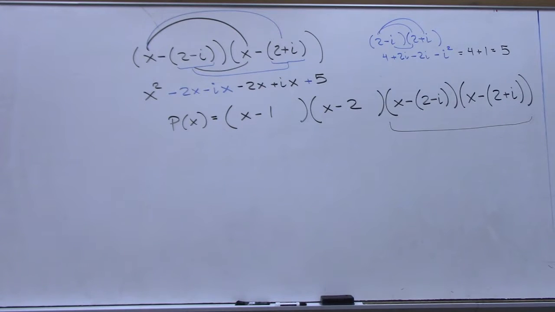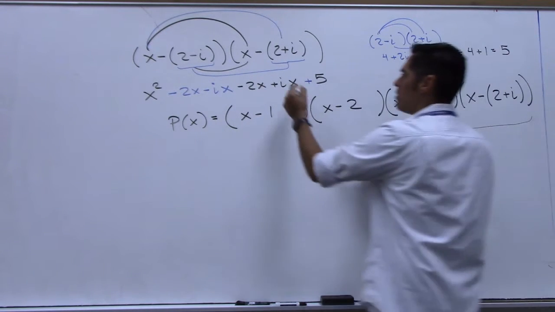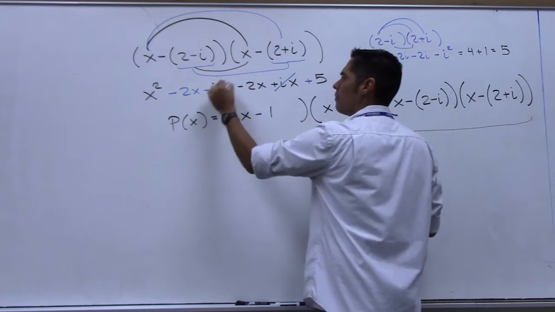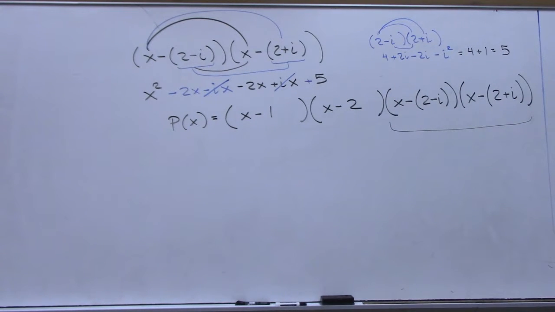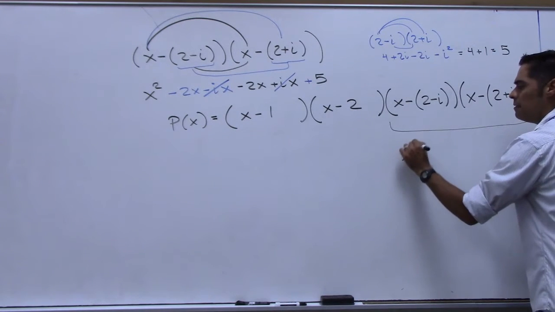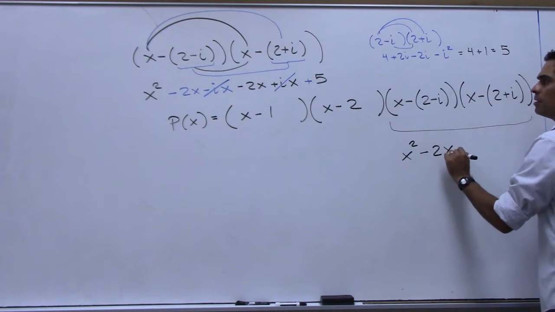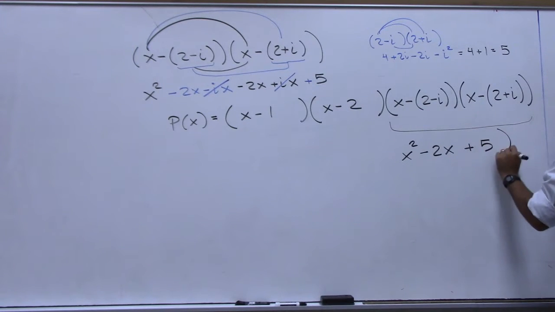All right, let's cancel things out here. We've got the i's are gone. And that's it. So these two together right here turn out to be x squared minus 2x plus 5. Actually, it would be minus 4x.